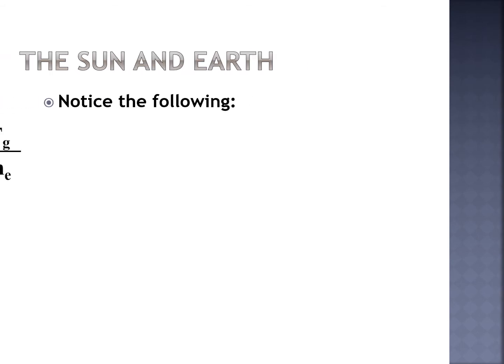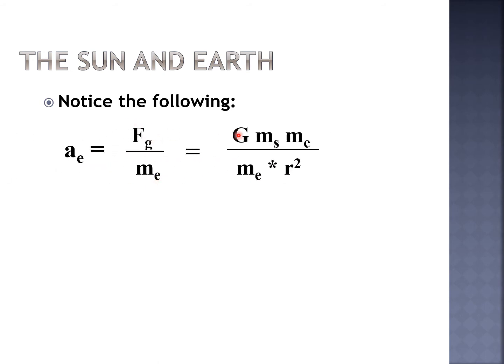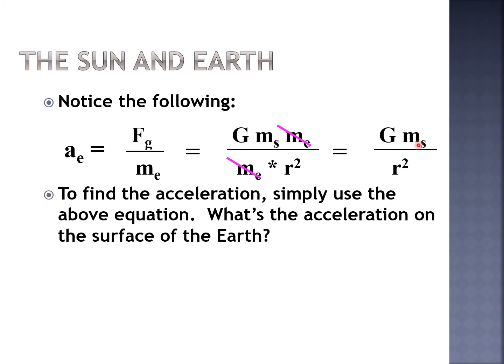So something to notice with this, we used this equation in the previous slide to find the acceleration, with the force of gravity divided by the mass of the Earth. Well, we use the force of gravity equation, gravitational constant times mass of the sun times mass of the Earth divided by the distance between the two squared, and then we divide it by the mass of the Earth. Notice the mass of the Earth actually cancels, and we just have the gravitational constant times the mass of the sun divided by the distance between the Earth and the sun squared.